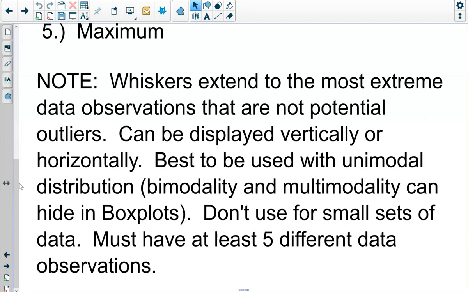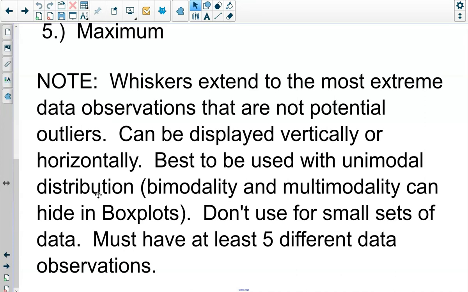Okay, know that the displays can be vertical or horizontal. Most of the time we draw them horizontally, but they can be vertical. The default in StatCrunch is vertical box plots, just so you know. It's best to use them with unimodal distributions, okay, having one mode for the distribution. More specifically, this works for any kind of distribution. Your distribution could be symmetric, right skewed, left skewed, and you can draw a box plot for all 3 of those, okay? But it's best to do it with unimodal distributions because box plots hide bimodal and multimodal distributions, okay?